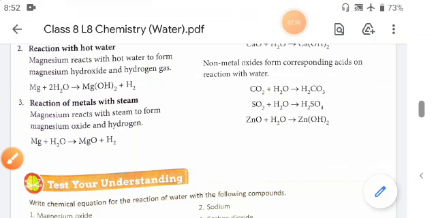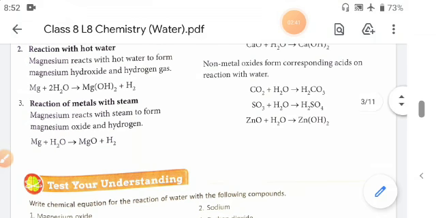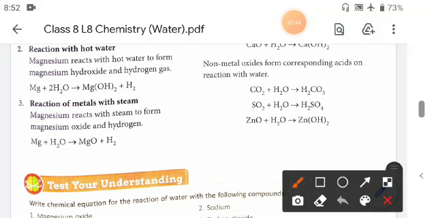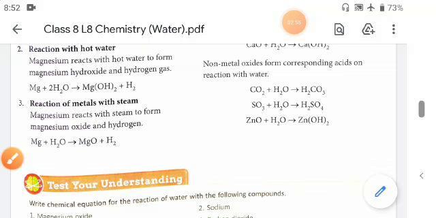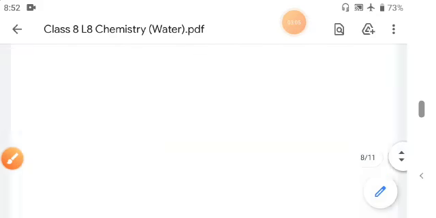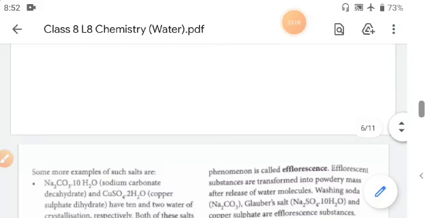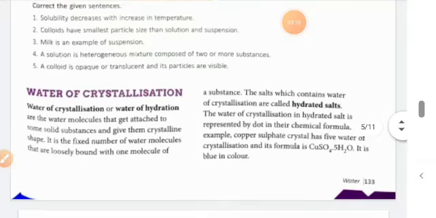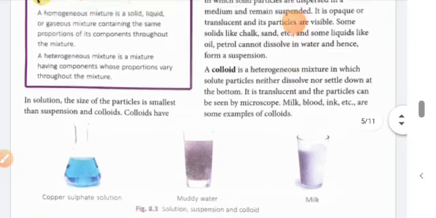Okay, now reaction of metals with steam. When metal reacts with steam, here you will show H2O for the steam, because in steam water is present. Now magnesium reacts with water and gives its oxide, that is magnesium oxide, and which gas is there? Hydrogen gas. Which gas is produced there? That is hydrogen gas.